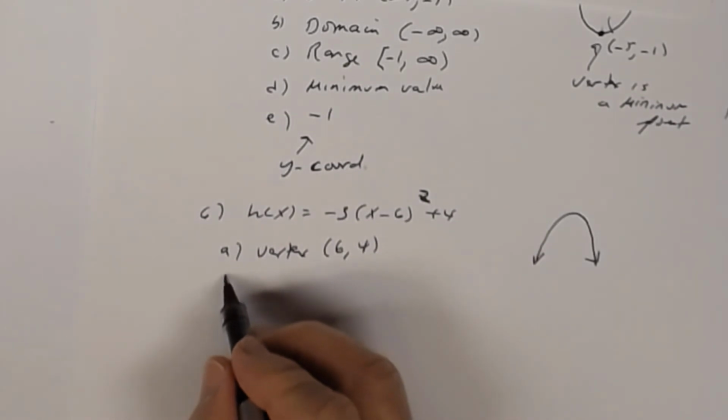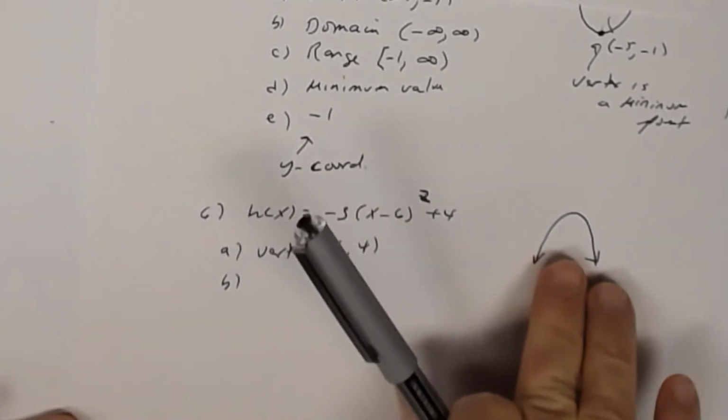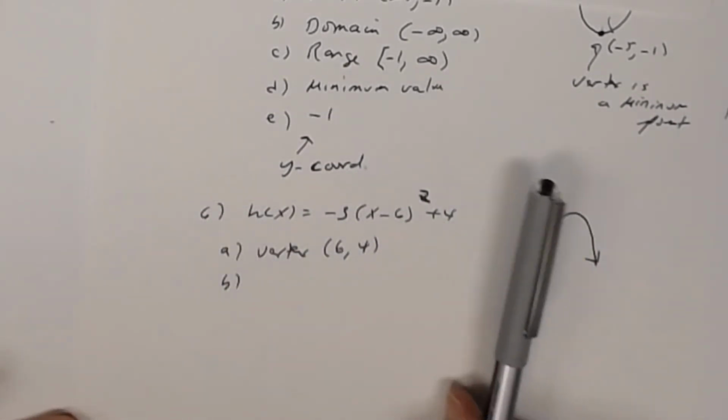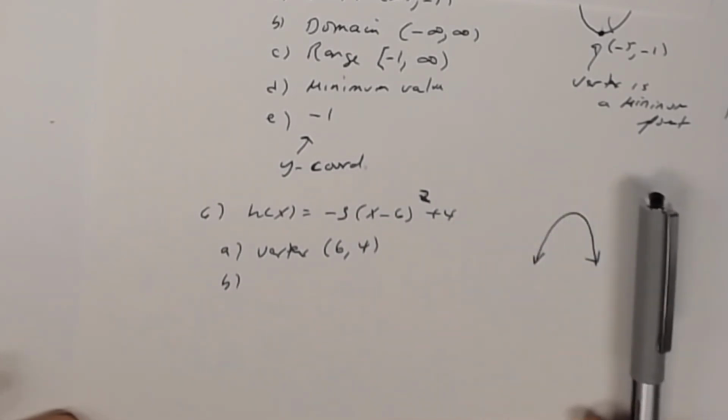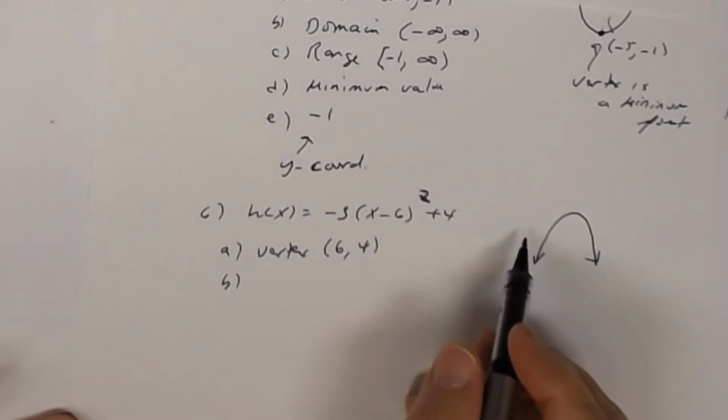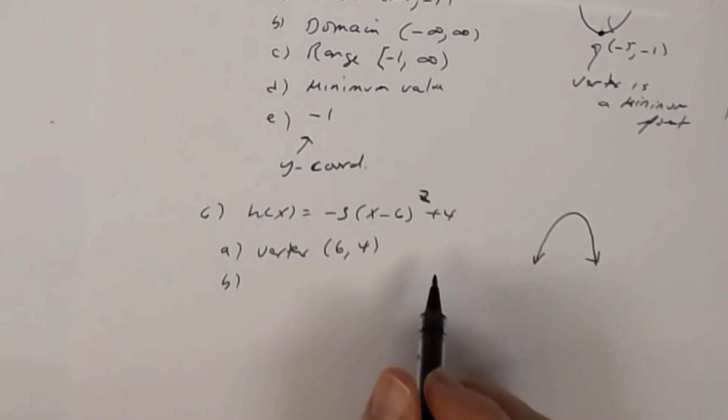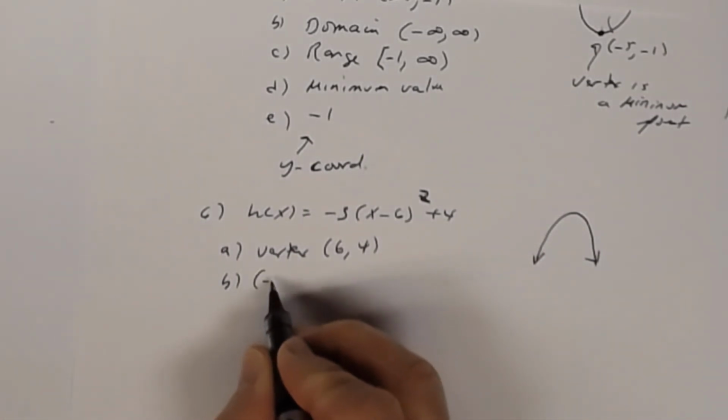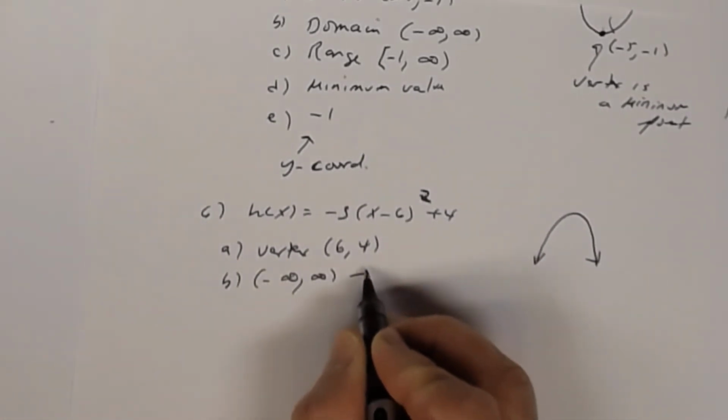Your domain, remember that in your mind you know what it kind of looks like. So the domain is from negative infinity to infinity. Since it's a polynomial function, remember the domain of all polynomial functions is negative infinity to infinity, all real numbers. So that's your domain.